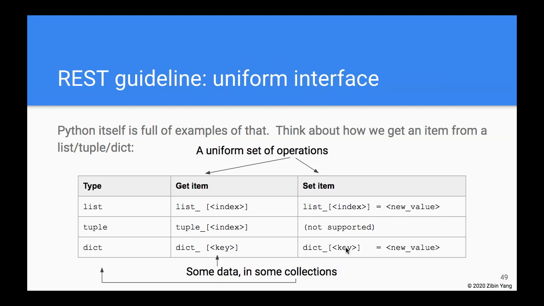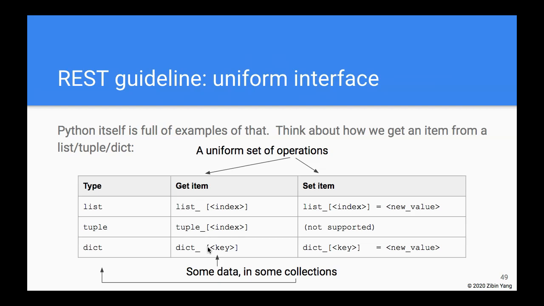Right? Same thing for the dictionary. We get to the item by the key, and then we assign it with the assignment operator with a new value. So this is what I mean by uniform interface. Just imagine if all of these used slightly different syntax. Maybe some of these, instead of using a square bracket, use a curly brace or something else. Then it gets really confusing. But the good thing is they're all uniform.